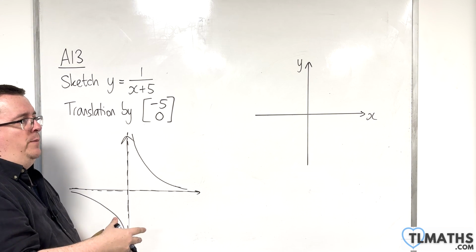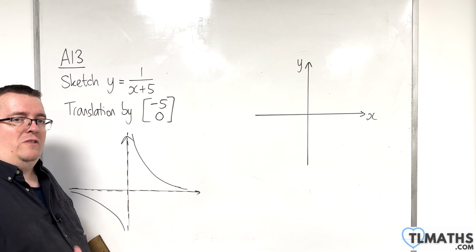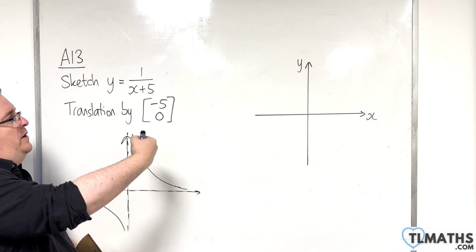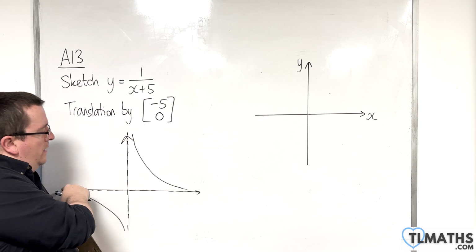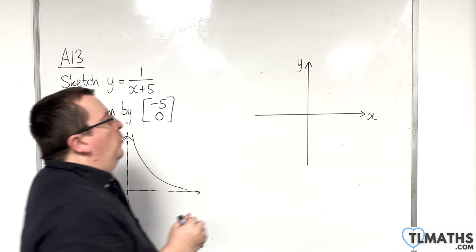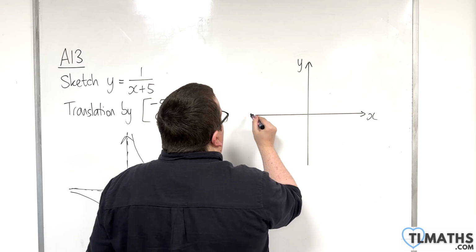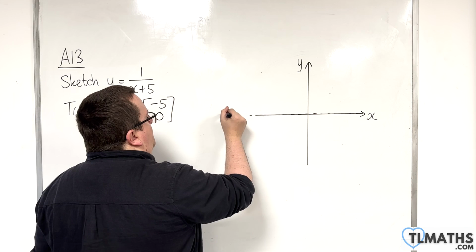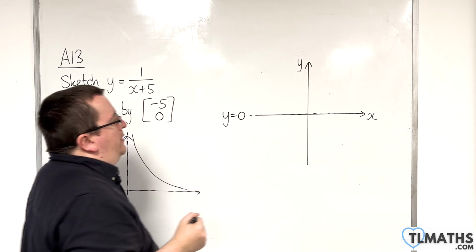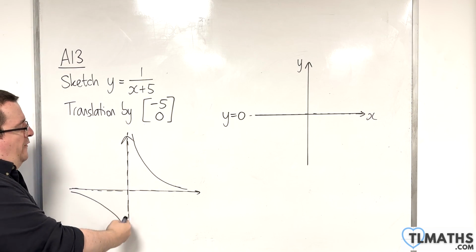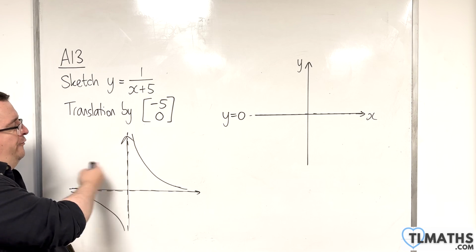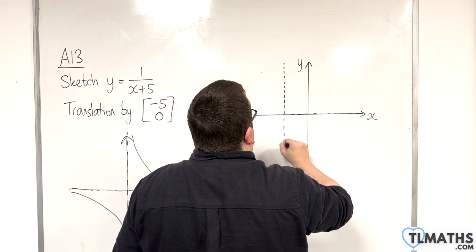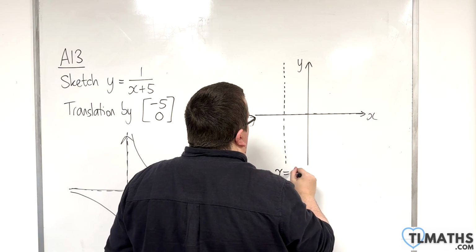Because you're translating a graph with asymptotes, the asymptotes will translate as well. So, if you're translating it 5 units to the left, the horizontal asymptote on the x-axis will also translate 5 units to the left, but for all intents and purposes will look exactly the same. Okay, so its equation is y equals 0. The vertical asymptote on the y-axis will move 5 units to the left, and so will now appear somewhere here. And that will be at x equals negative 5.